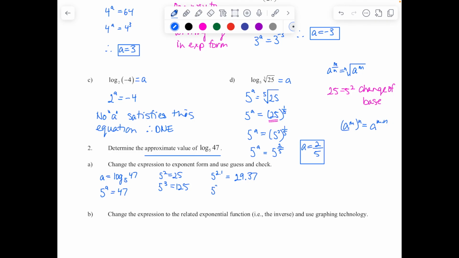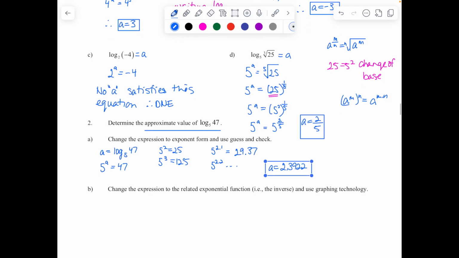I will get 29.37, 5 to the 2.2, etc. And what I'll land on eventually, if I do this long enough, is a to the 2.3922. Okay, so how did I get that? Well, it's kind of because I already know the answer, but you would eventually get there if you did this long enough. Thankfully, we don't have to do that.